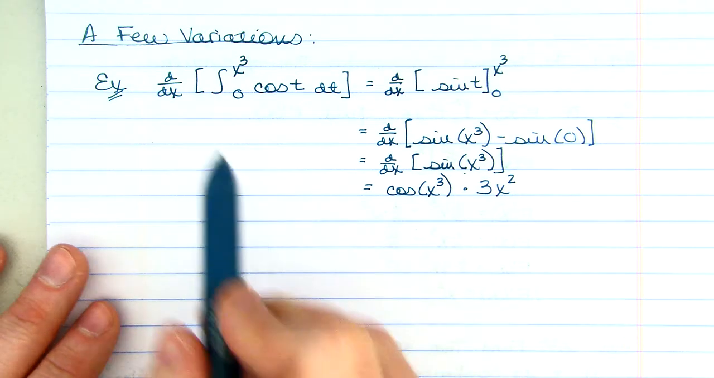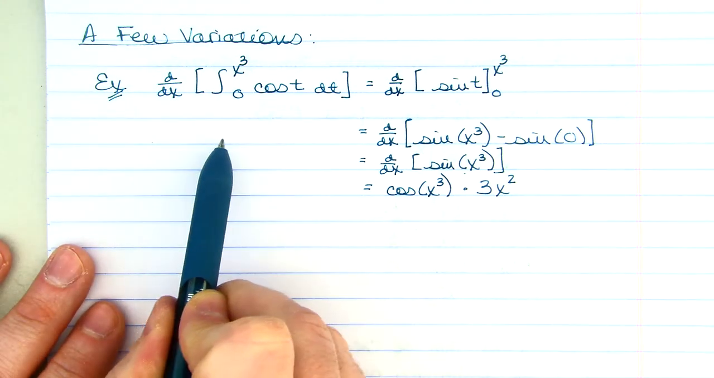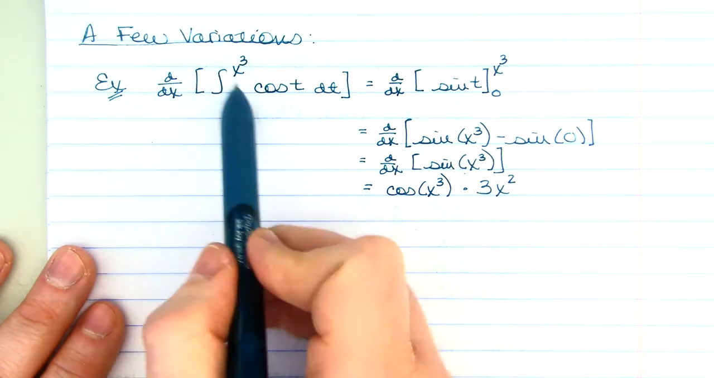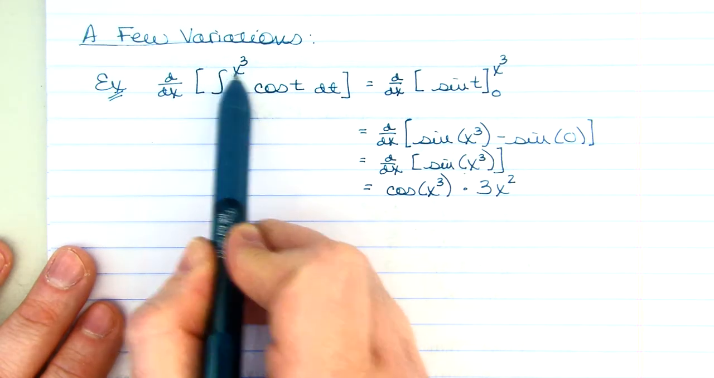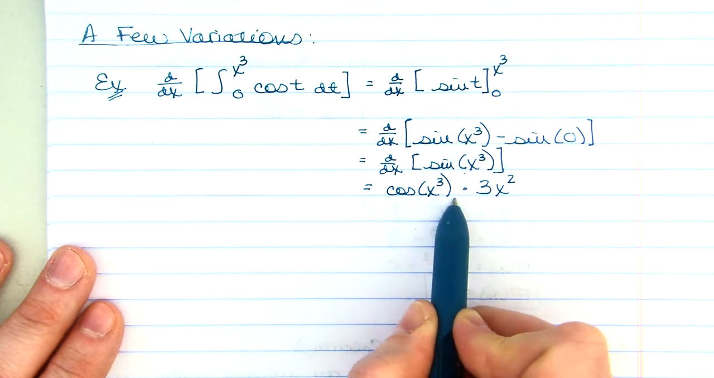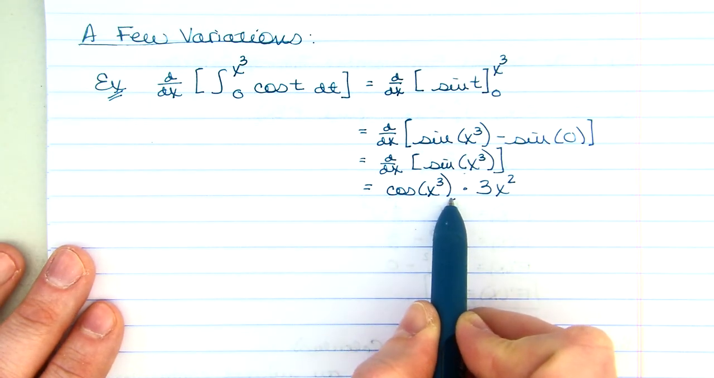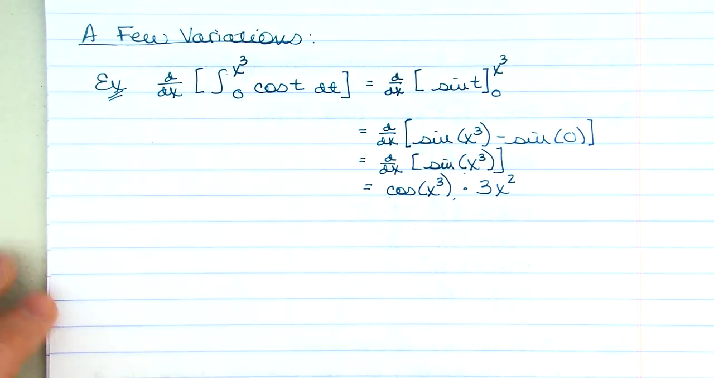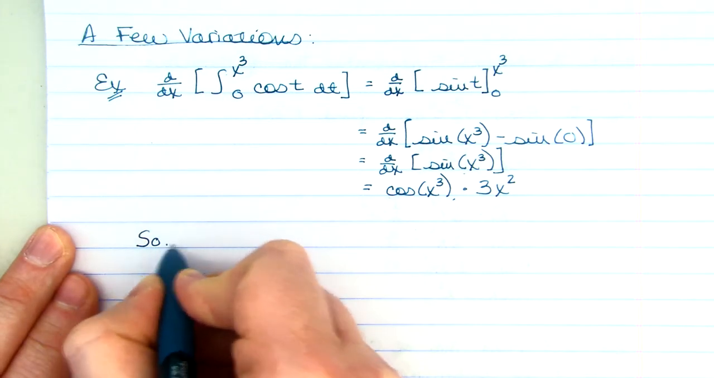If I want to do the derivative of a function defined by an integral and the upper limit is itself a function, I'm going to start by just plugging in this thing where the t is, so I get the cosine of x cubed, like I did over here. But I'm not done with that. I then need to use the chain rule and multiply by the derivative of that function that you were plugging in.